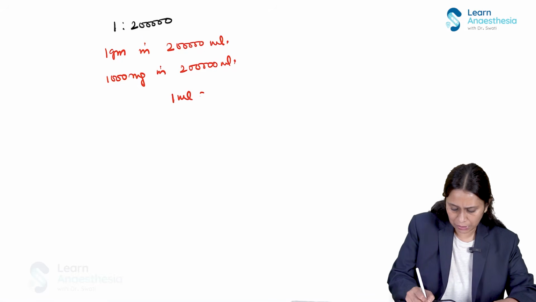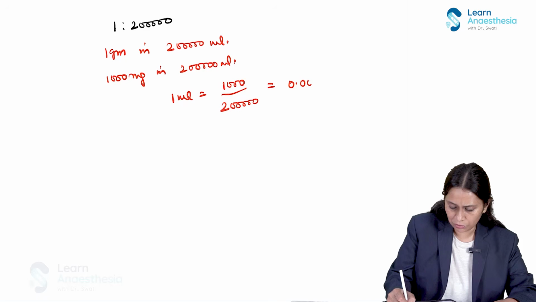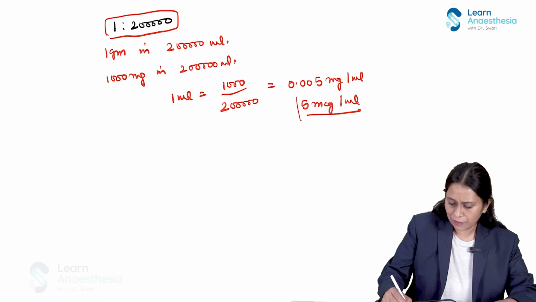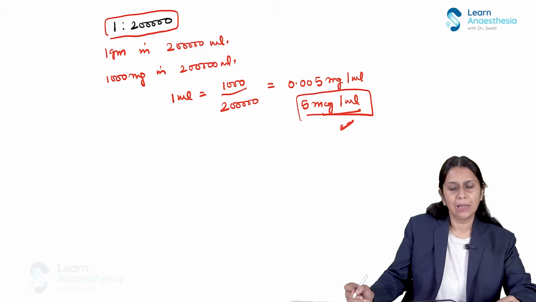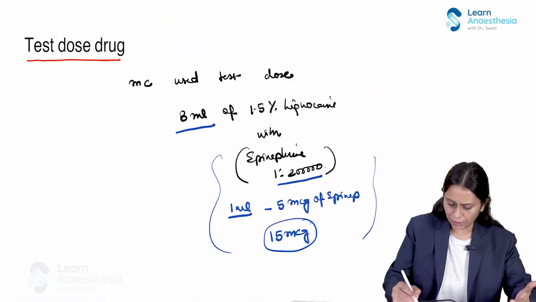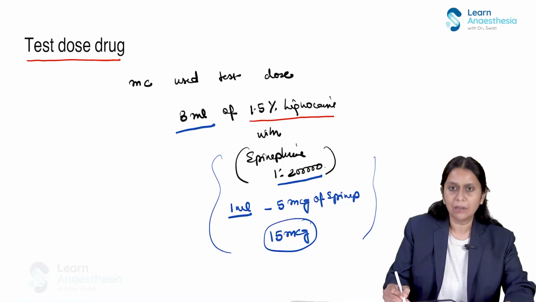1 ml would be 1000 divided by 2 lakh. So this will be 0.005 milligram per ml, which is 5 microgram per ml. So 1 in 2 lakh concentration means 5 microgram per ml, right? 5 microgram per ml. And 3 ml of this is given, plus 3 ml of 1.5% lignocaine is given.